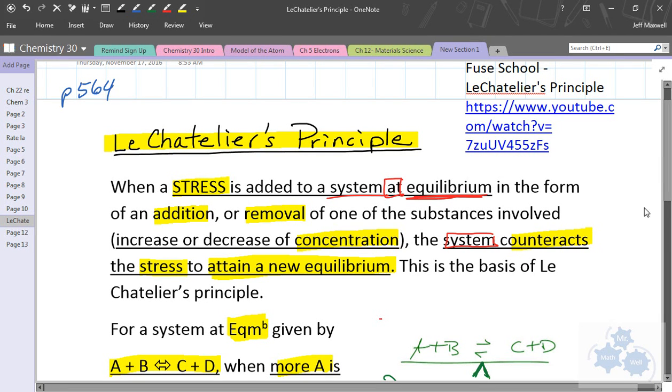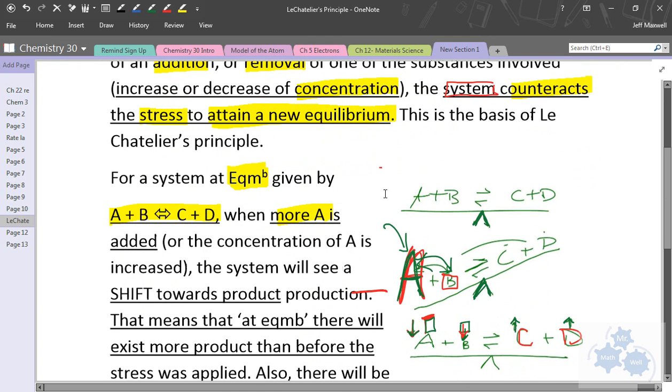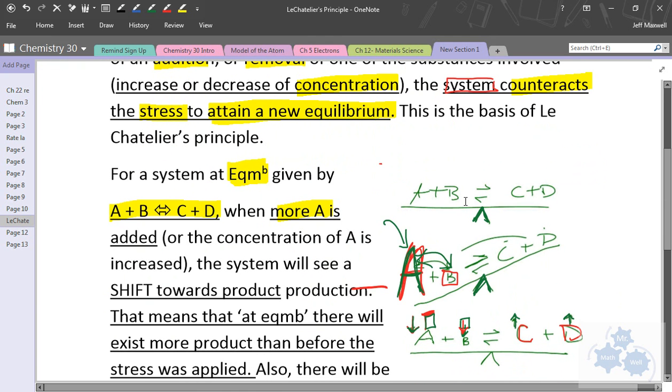All right, we're continuing Le Chatelier's principle today. This is kind of part two. Yesterday, what we took a look at was, first of all, what is a stress? What does that look like at equilibrium? What happens when a stress is applied?